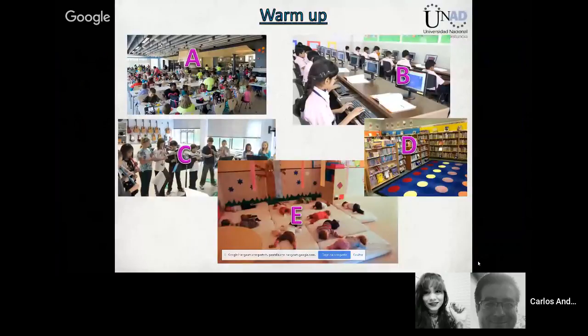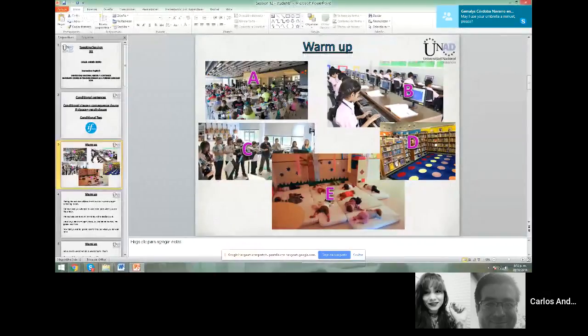So you can see now 5 pictures, A, B, C, D, and E. And this is what is going to happen. I'm going to say a riddle for you. You have to listen carefully, pay attention, and give me the answer. You have to tell me if it is picture A, B, C, D, or E, the answer of the riddle. Give me 1 second.